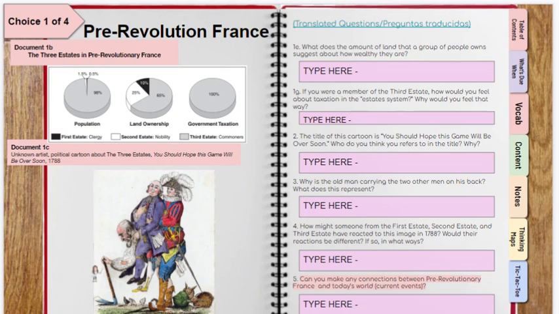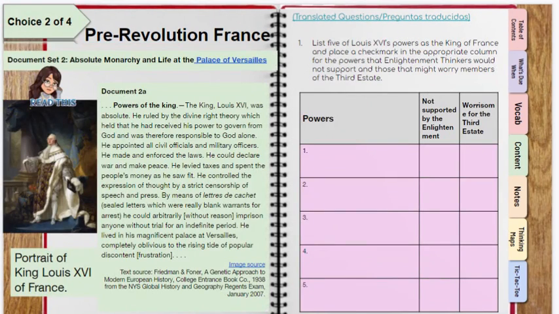And then we have this image down here, this political cartoon. You should hope this game will be over soon, 1788. So we have the third estate carrying the first and second estate on his back. He's hunched over. He's not wearing the best clothing. He looks kind of ragged and old. Meanwhile, the clergy and the nobles are well dressed. They look great. They have plump faces, right? They are doing just fine here in France before the revolution begins.